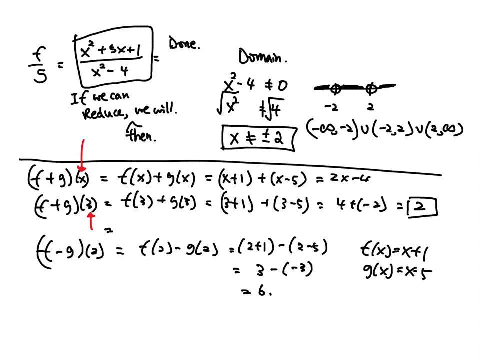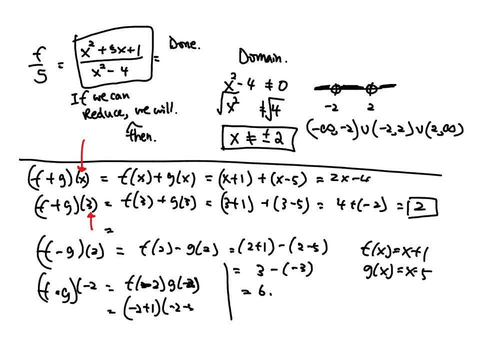Alright, so for f times g of negative 2, this is f of negative 2 times g of negative 2. So this means negative 2 plus 1 times negative 2 minus 5. So this is negative 1 times negative 7, which is 7. Please do not FOIL. If you know the value for x, you don't have to FOIL. Just plug it in and call it good.